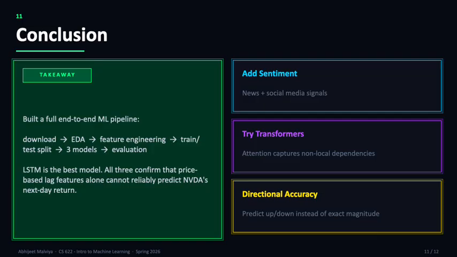For future work, I would want to add sentiment features from news and social media, explore transformer-based models with attention mechanisms, and reframe the problem as directional classification, predicting up or down, rather than just exact return magnitude.